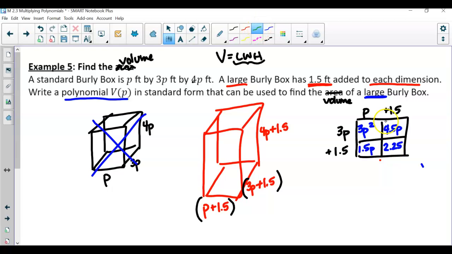Then notice we have like terms to combine. 1.5 plus 4.5 is actually now 6P. So here our answer for these 2 dimensions is 3P squared plus 6P plus 2.25. But we're not done, right? Because that was just multiplying 2 dimensions, the length and the width. Now we also need to multiply it for volume to the 3rd dimension, which is 4P plus 1.5.